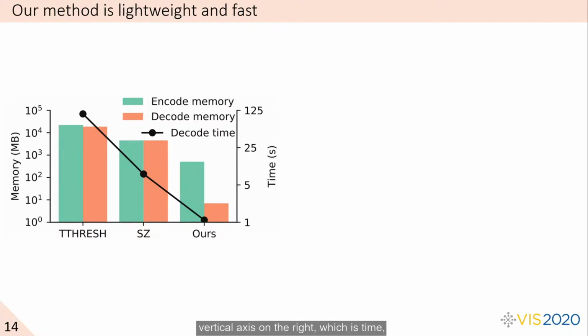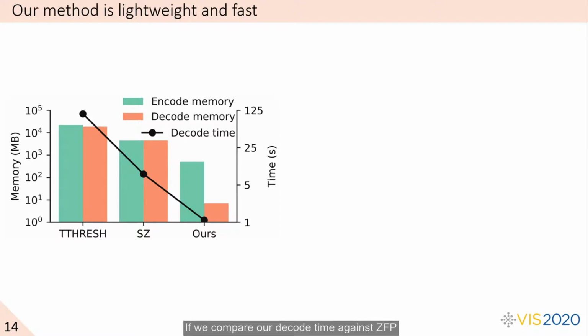Looking at the vertical axis on the right, which is time, and the black curve, which plots the decode time, we see that our method is about 5 times faster than SZ and about 100 times faster than T-Thresh. Looking at the vertical axis on the left and the orange bars, which plots the memory usage for decoding, again our method uses orders of magnitude less memory compared to SZ and T-Thresh. Note that both vertical axes are in log scale.